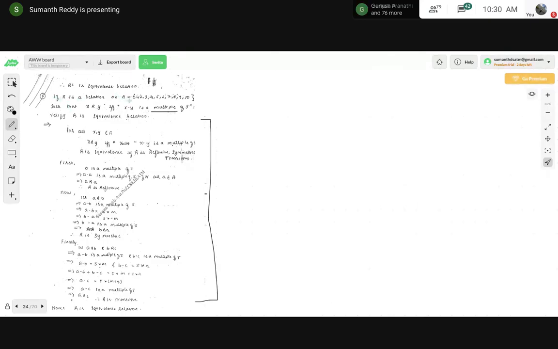He has given the set which contains the elements 1, 2, 3, 4, 5, 6, 7, 8, 9, 10.